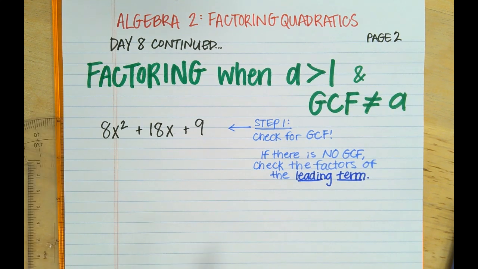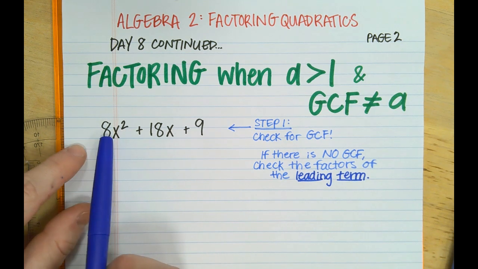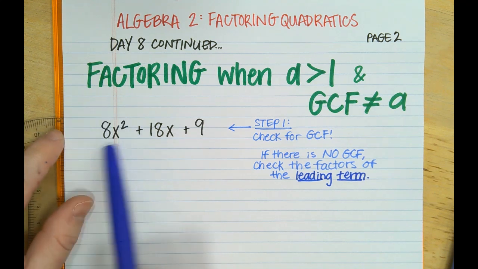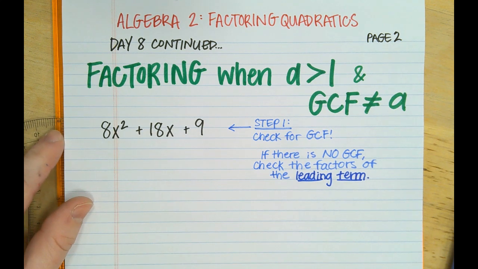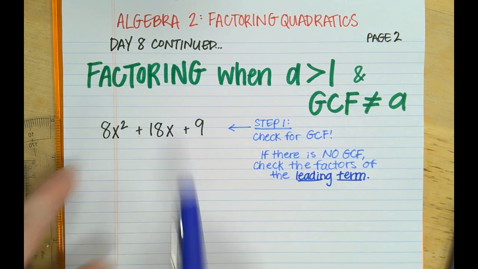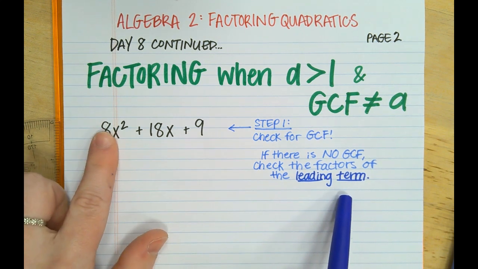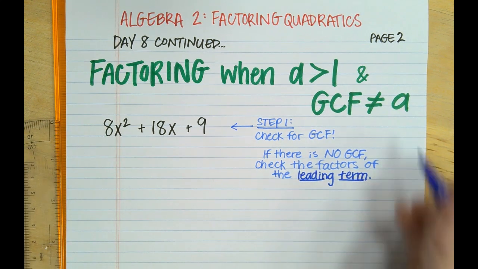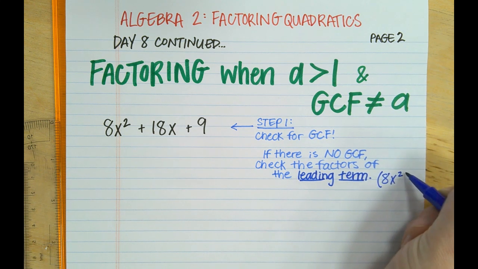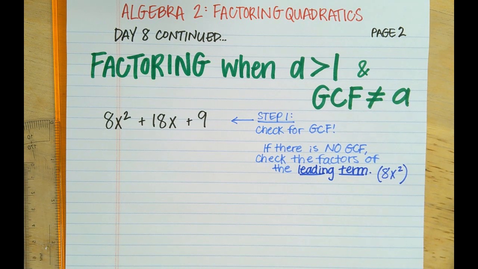So, in an expression, each set of a number with a variable and an exponent, this is what we call terms. 18x is a term, 8x squared is a term, 9 is one of our terms in this expression. Our leading term is just the first term. So 8x squared is our leading term. So we're going to check all the factors of 8x squared.